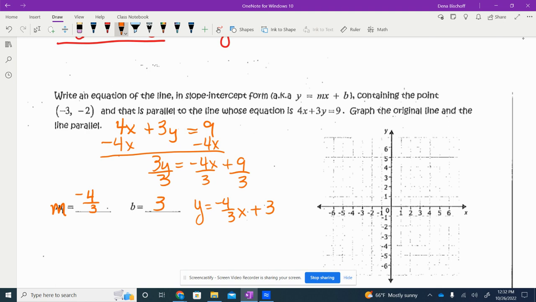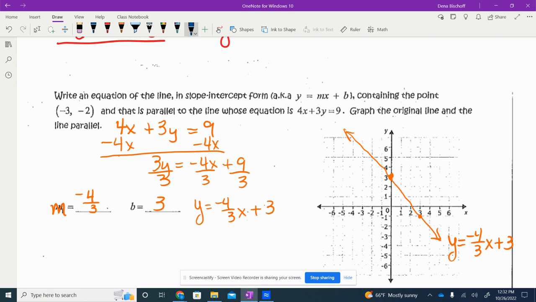So when I graph this, I'm going to begin at 3. Because my slope is negative, that means I go down 4/3. So my line looks something like this. I'm going to label it so I know which line it is. So this is y equals negative 4/3 x plus 3.